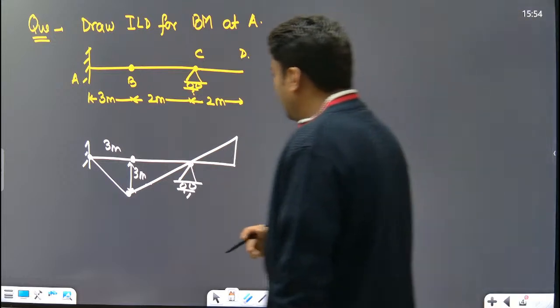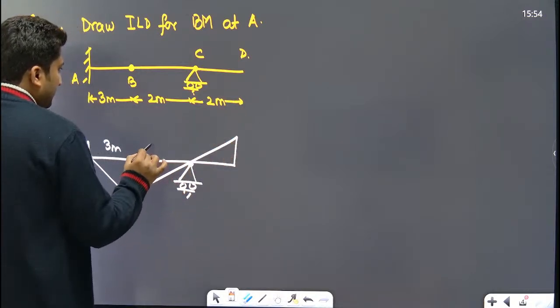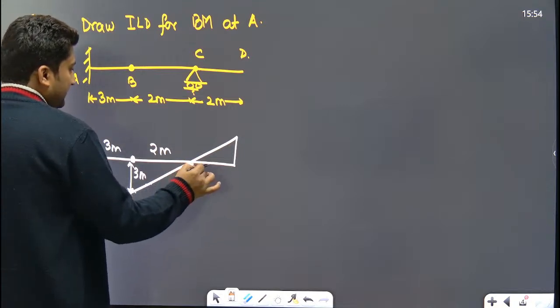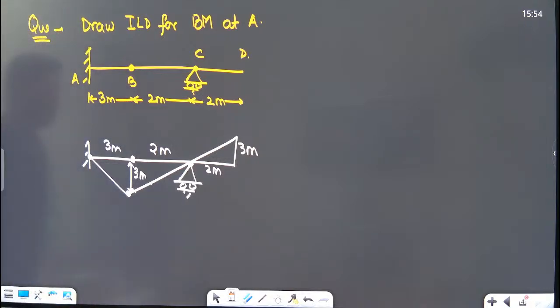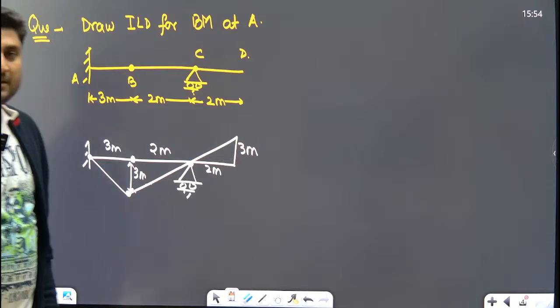Now look very carefully how much this will go up. If this is 2 meter, this goes down by 3 meter from symmetry. If this is 2 meter, this will go up by 3 meter. Yes or no? This is the ILD for bending moment at A. The deflected shape is the ILD for bending moment at A. This is your answer.